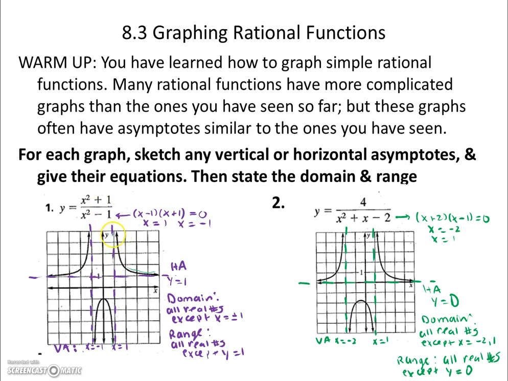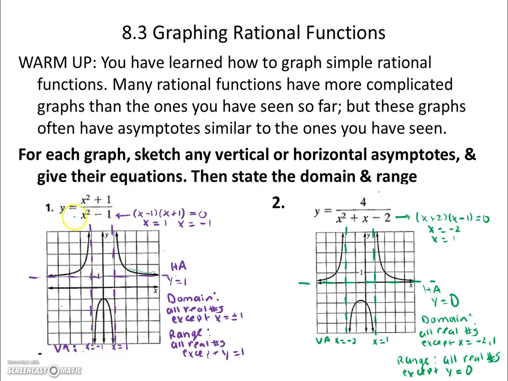So your function is always going to approach your asymptote. The graph is going to get closer and closer and closer to the asymptote. It's never going to cross the asymptote, and it's not going to steer back away. So there we found that our two vertical asymptotes are at x equals -1 and 1.